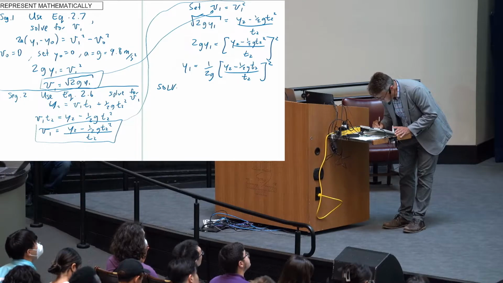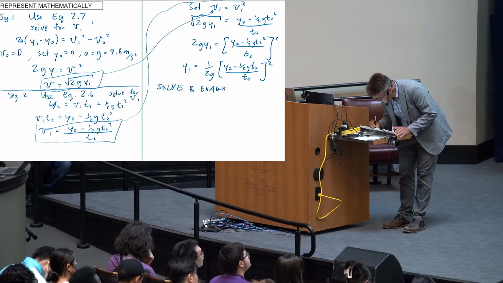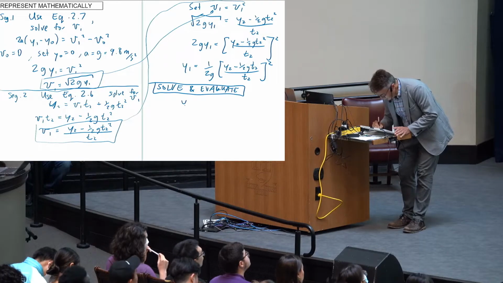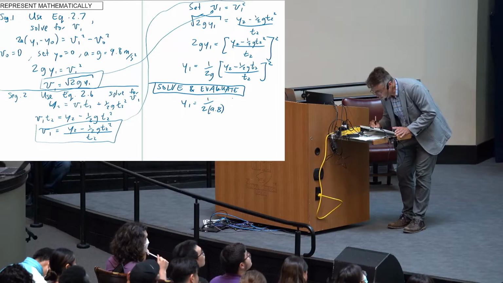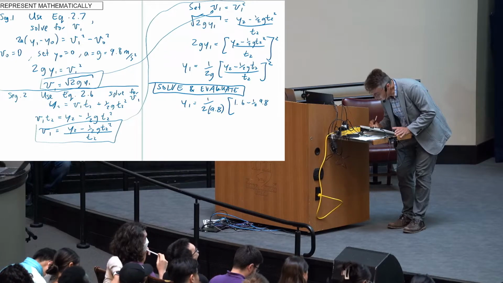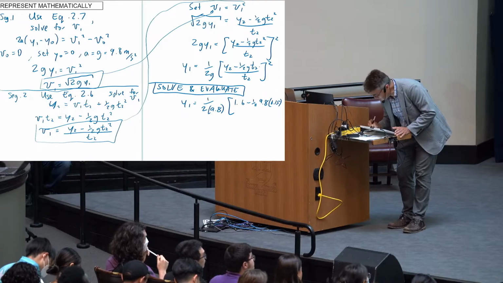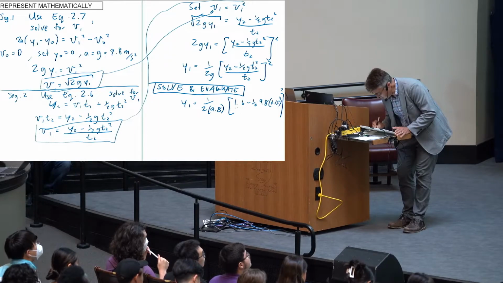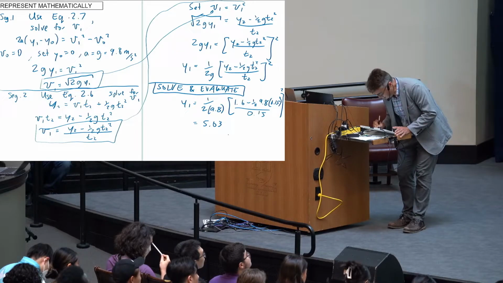Somewhere here it should actually say solve and evaluate. Remember that last step? We're on step 4 now. Y1 is equal to 1 over 2 times 9.8 times 1.6 minus a half of 9.8 times 0.15, squared. Don't forget to square the whole thing. Divided by 0.15. So I plugged the whole thing into my calculator and I got 5.03.